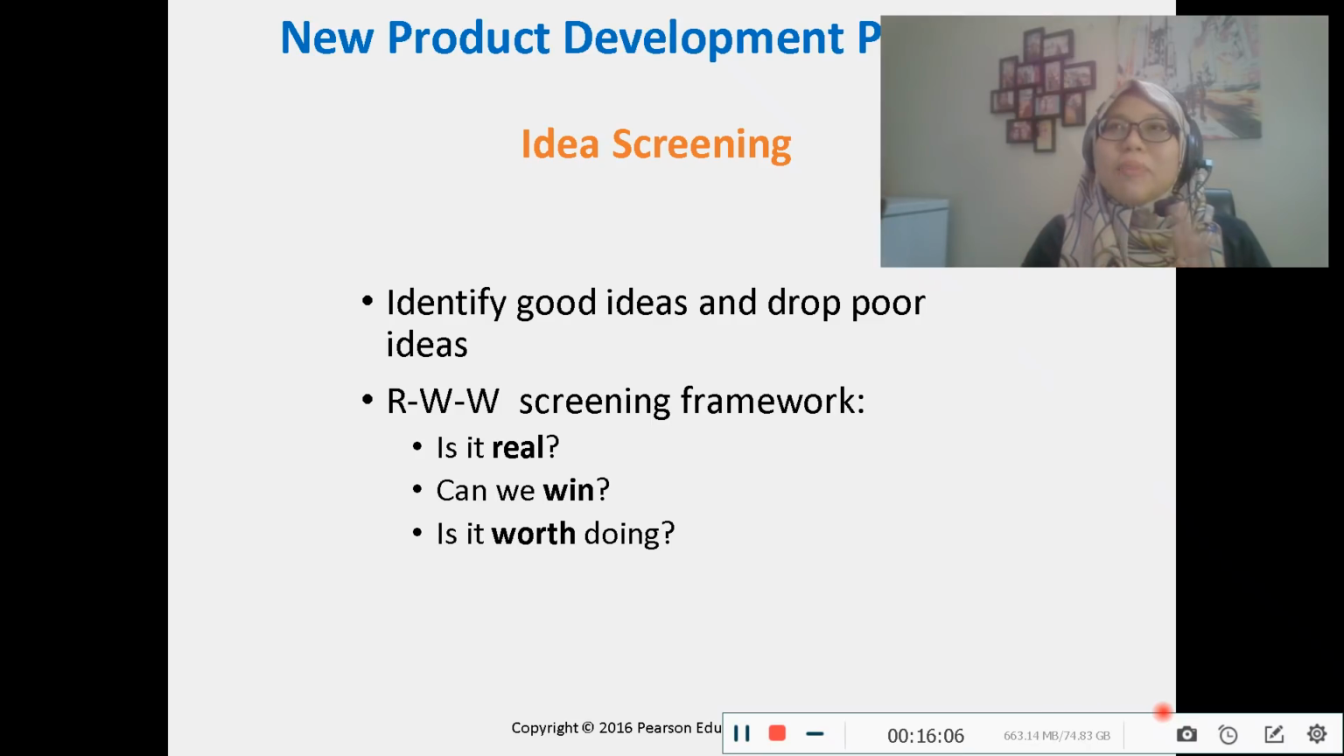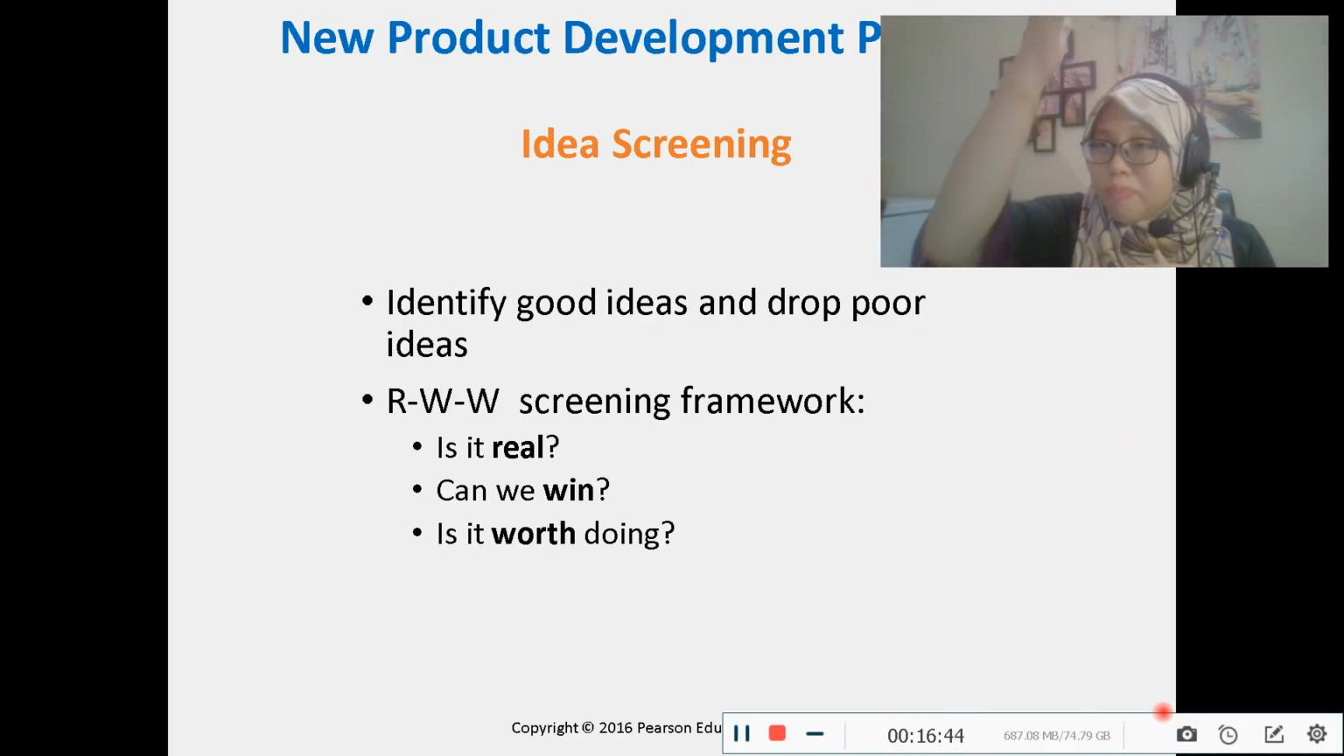Sebelum ni saya pernah cakap pasal kereta terbang tu kan. It is possible. However, can we win? Can we, and is it worth doing at this point of time? So, benda ni we need to know. Because sometimes the potential of the product is not there, because of the timing of the launch, or probably because of the technology, or probably because of the target market. Okay, so that's why you need to understand that you have to do screening.